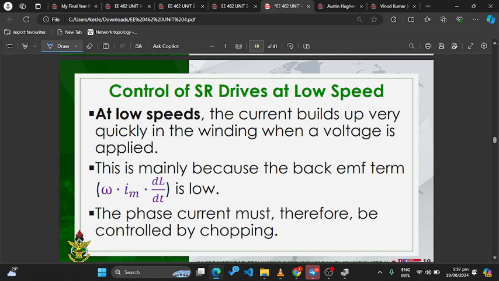At low speeds, the current builds up very quickly in the winding when a voltage is applied. This is mainly because the back EMF term is low. So the phase current must therefore be controlled by chopping. Because the current magnitude at low speed is going to be very high, you want to reduce it. So it's like you are setting a certain boundary. This should be the boundary. So if the current is rising and it reaches that value, it has to chop.